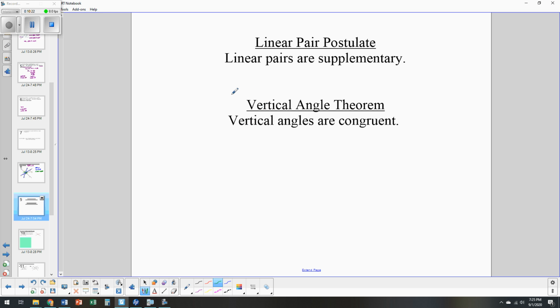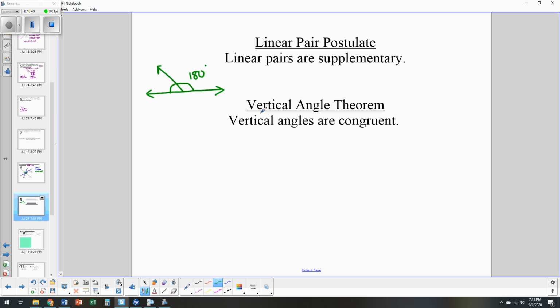So the first one is the linear pair postulate, and it says that linear pairs are supplementary. And that makes sense, right? Because if a linear pair is made of a straight line, a straight angle is 180 degrees. So if I were to split that 180 degrees into two angles, they are now supplementary.